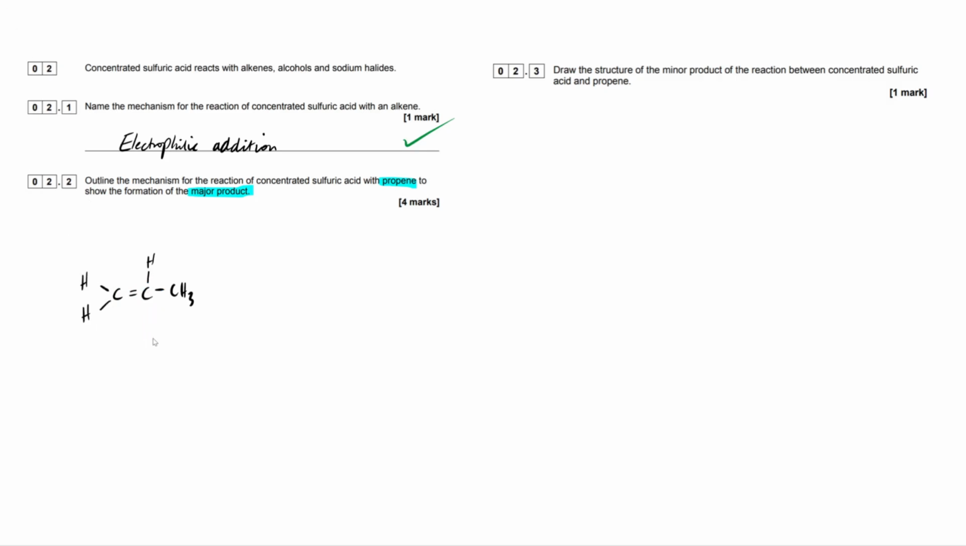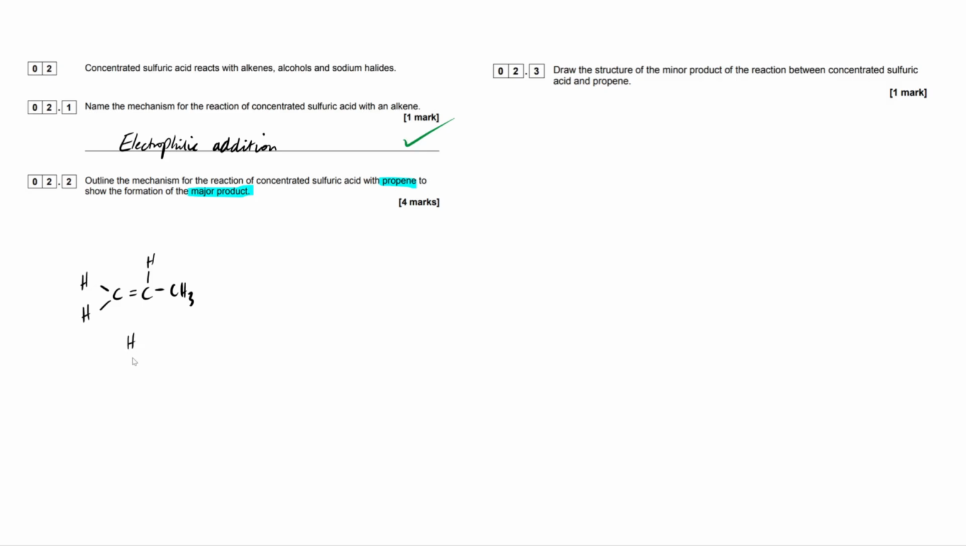What's going to happen here, okay? In the mark scheme, it shows a displayed formula, the displayed structure of the sulfuric acid, the H2SO4. I actually don't recommend doing it this way, okay? You can. It's just one extra thing you have to remember, the structure of sulfuric acid. The way I recommend doing it is similar to how you would draw out a hydrogen halide, okay? So I'm going to expand upon that and explain myself.